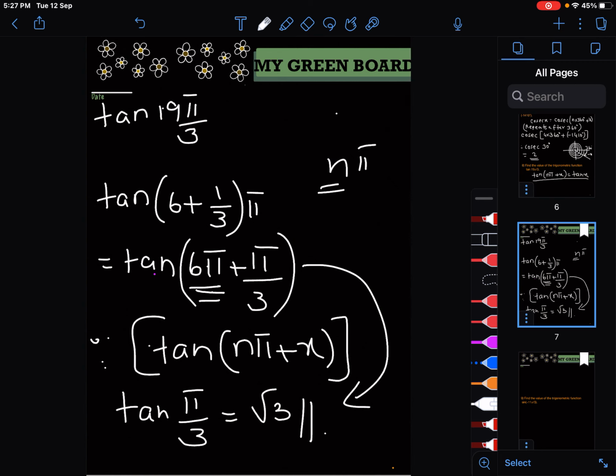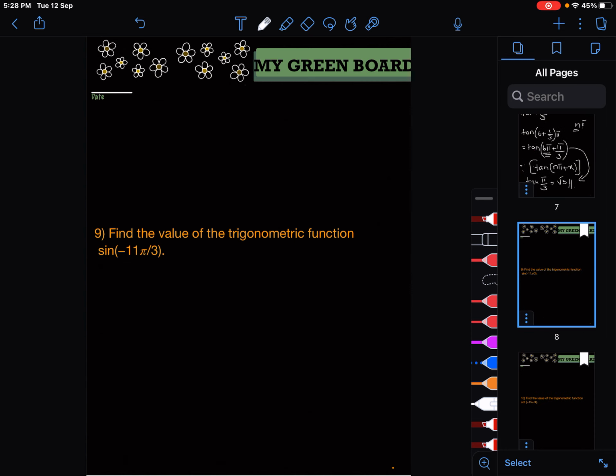Okay, we have to get the multiples of this pi, as tan theta repeats itself after every pi, that is 180 degrees. So we ignore this 6 pi and take this x, that is tan of pi by 3. You will get the answer as root 3. Okay children, so now the next question.